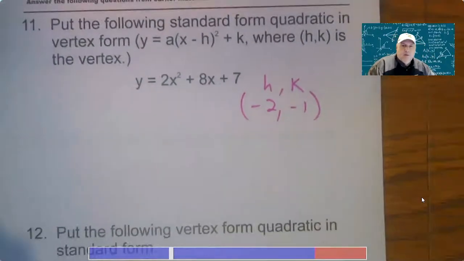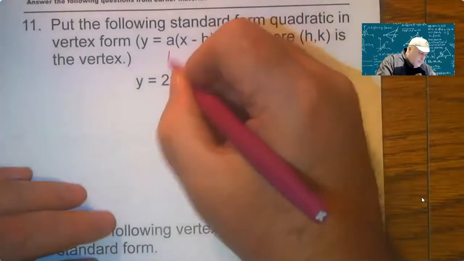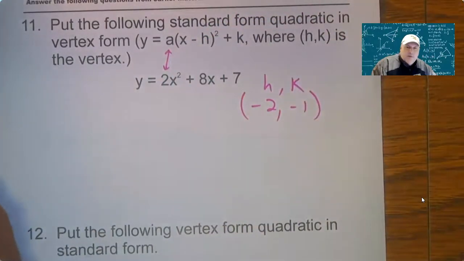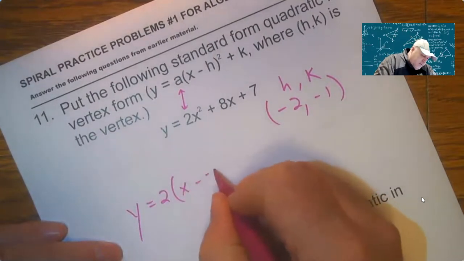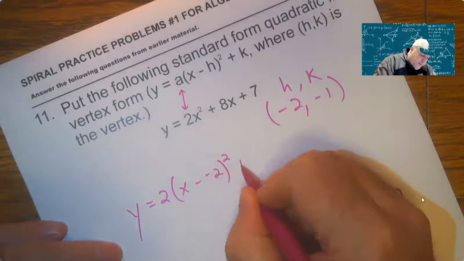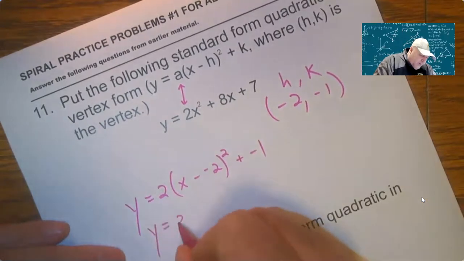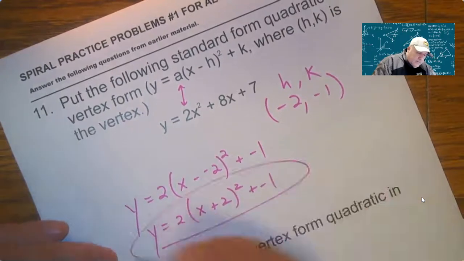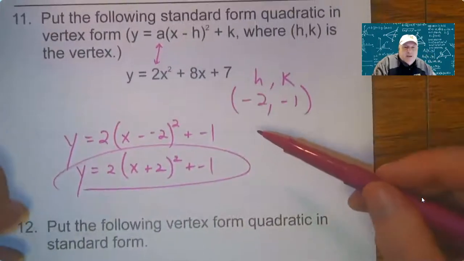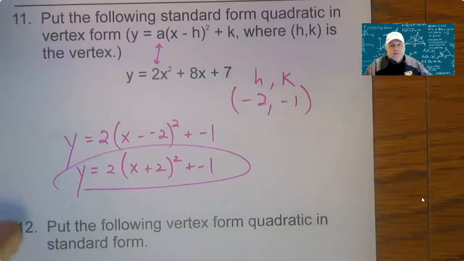So now we can write this. A is 2. A is the same in both ones. So we've got 2 times x minus -2 squared plus -1. So this is why it appears opposite, because you're subtracting it. So you just got to take the opposite of the H when you put that together. Okay, there's completing the square too. I suppose maybe on the next video I'll show the completing the square way.